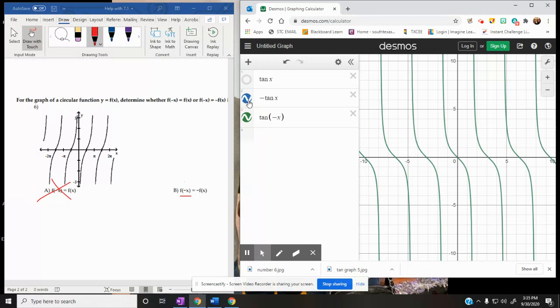So I'm going to click, and they overlap. You can't really tell, but they are overlapping. You see the green, and then you can kind of see the blue on top of the green. So they overlapped, which means they are equal to each other, and that's our answer.